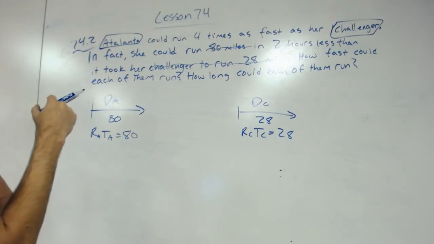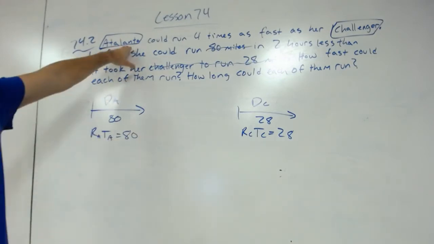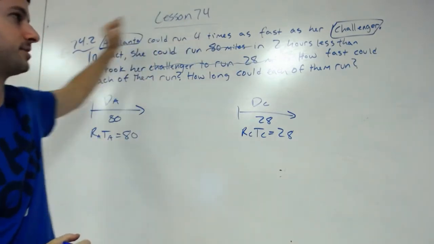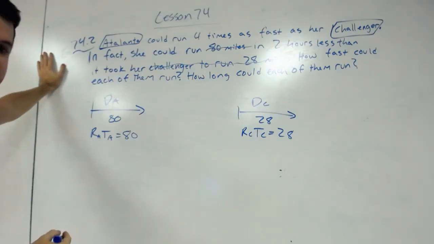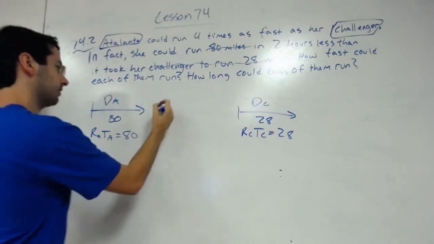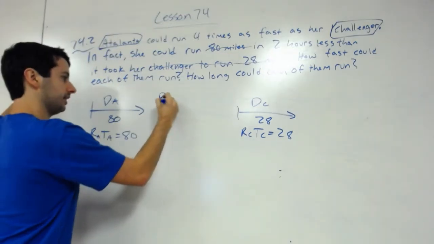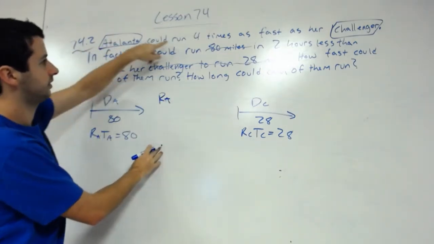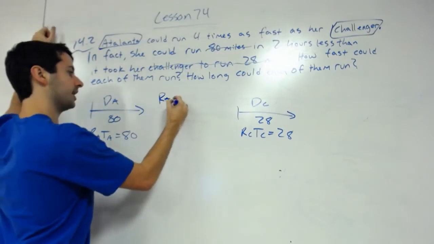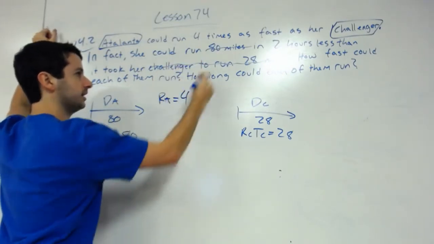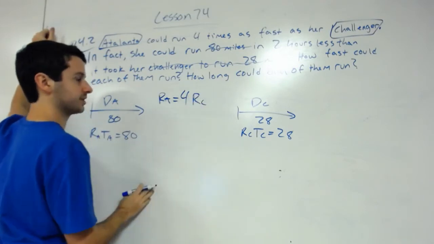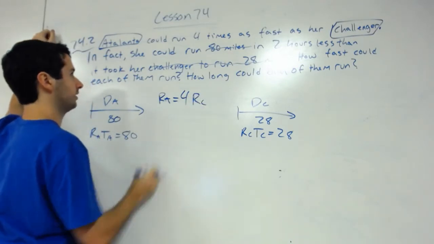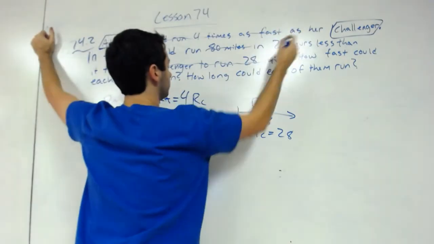Looking back at the first sentence, it says Atlanta could run 4 times as fast as her challenger. If it's talking about fast, it's talking about speed, meaning rate. So we could say the rate of Atlanta was 4 times what? Times the challenger. 4 times the rate of the challenger. So now we've done this portion.